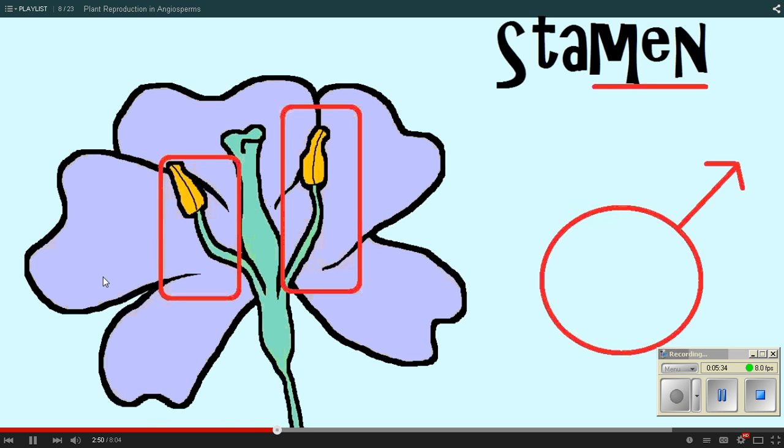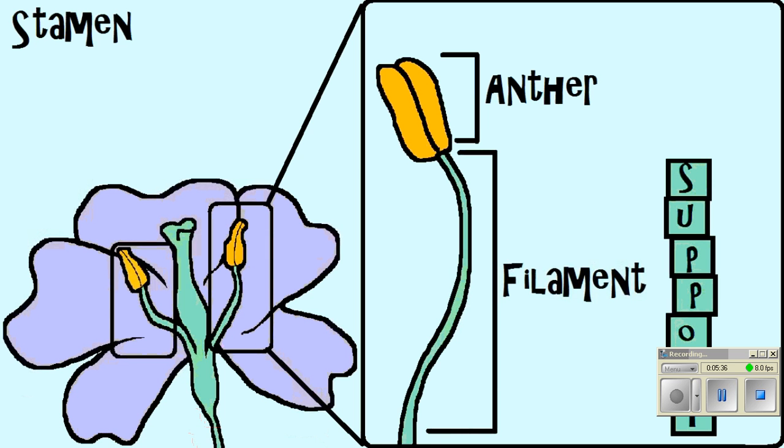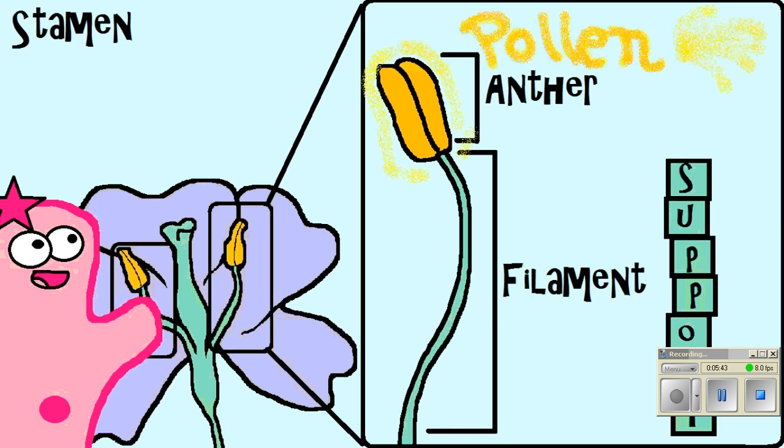The stamen includes the filament and the anther. The filament is a stalk that supports the anther. The anther is a rather fluffy structure that produces pollen. Really, pollen is the sperm of the plant.